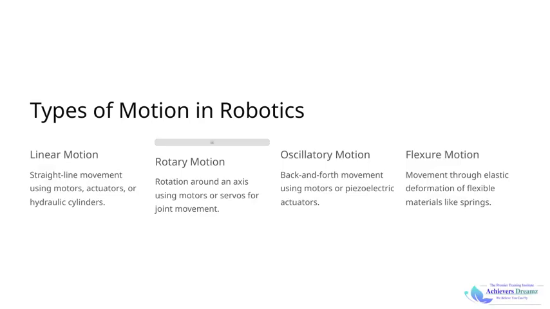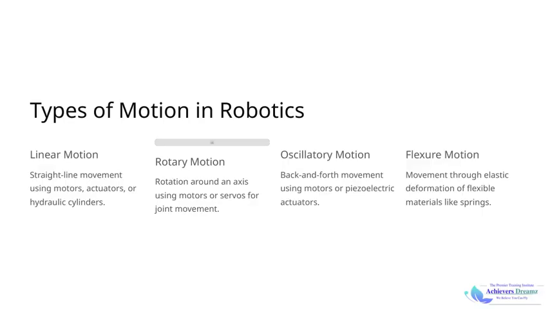Then we have oscillatory motion, which is back-and-forth movement. This kind of motion is often generated using motors or piezoelectric actuators. Think of applications like scanning sensors or robotic arms performing repetitive tasks. Oscillatory motion makes that possible.